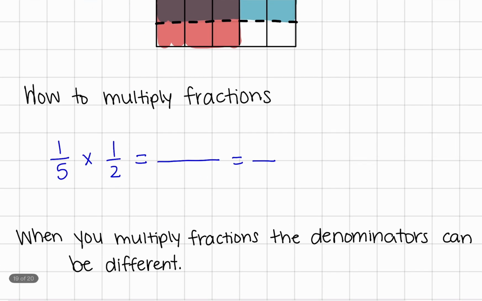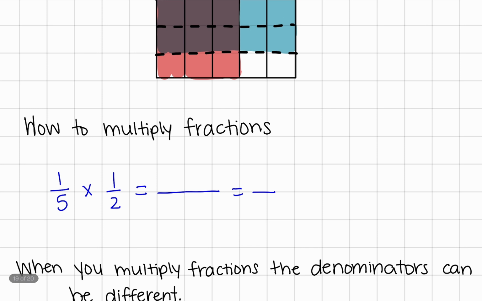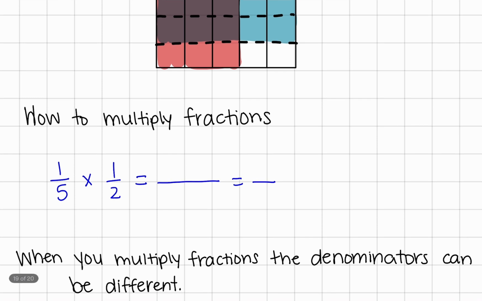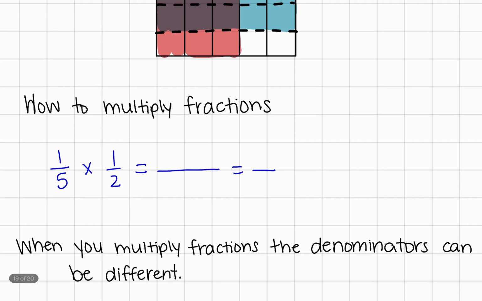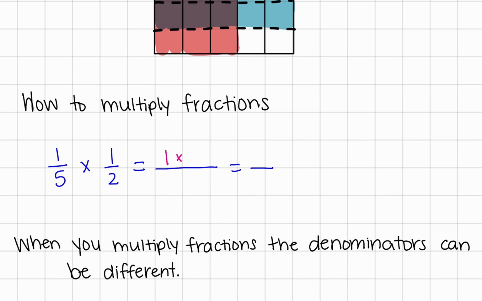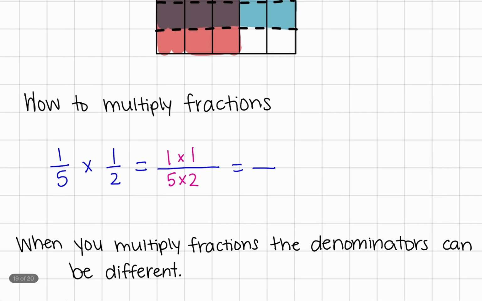All right, so a step-by-step on how to multiply fractions. When we multiply fractions, you can just multiply across. You cannot do this when you add or subtract. Remember, when we're adding and subtracting, you have to have like denominators. But when you multiply fractions, the denominators can be different. So we first multiply the numerators, and then we multiply the denominators. So 1/5 times 1/2 equals 1 times 1 over 5 times 2. 1 times 1 is 1. 5 times 2 is 10.